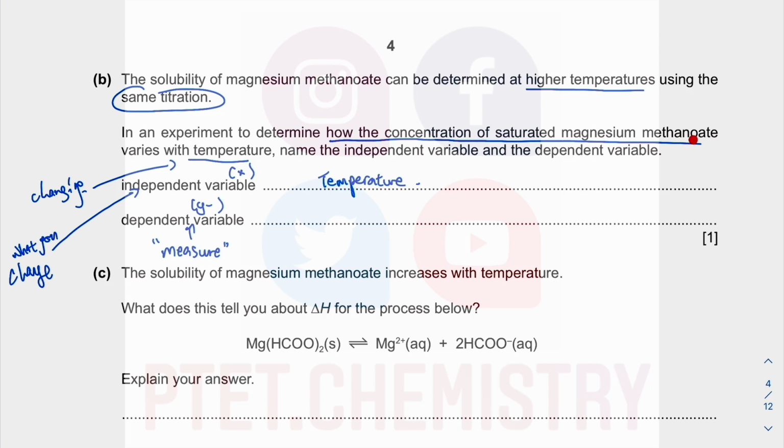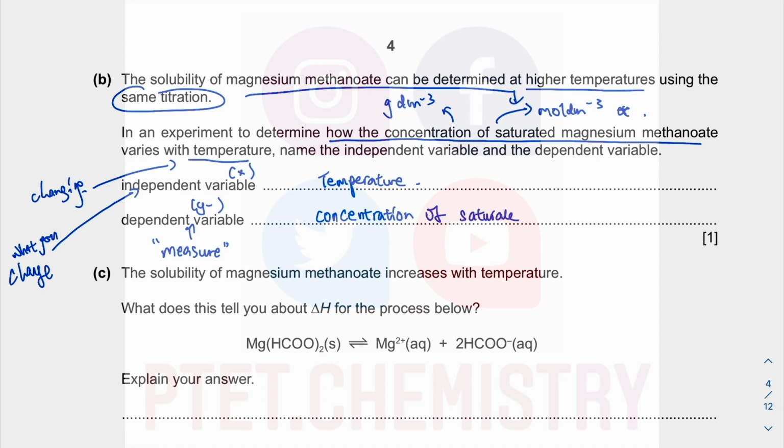Concentration of that saturated magnesium methanoate, and that concentration can be in gram per dm cube. But when you work it out from the titration, this will be in mole per dm cube. So essentially we are working out for the concentration of the saturated magnesium HCOO twice in mole per dm cube, because that's what you're measuring from your titration. All right, and because that concentration is in mole per dm cube, it will tell you the solubility of the magnesium methanoate in 1 dm cube.